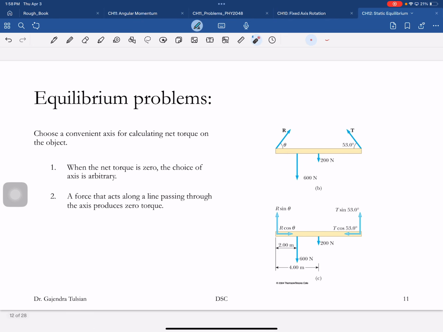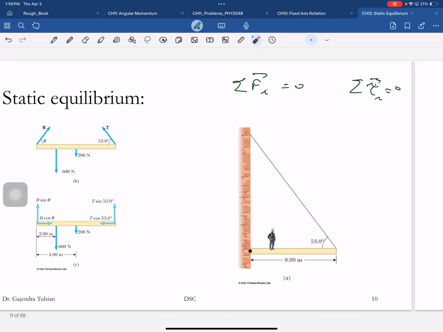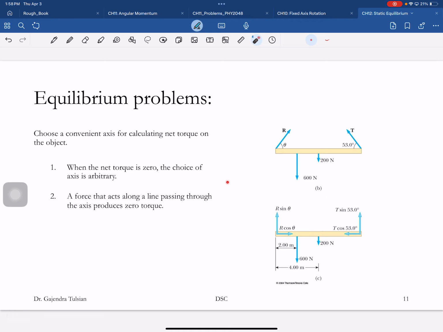The center of mass of the total object. So choose a convenient axis for calculating the net torque on the object. If you don't want to mess with this force, if you don't care to calculate this force, calculate the torque about this point, and that force gets eliminated. When the net torque is 0, the choice of axis is arbitrary. If the net torque is 0, then you can calculate it about any point and the torque will come out to be 0. And so if you don't want to calculate that force, you choose that as the point.